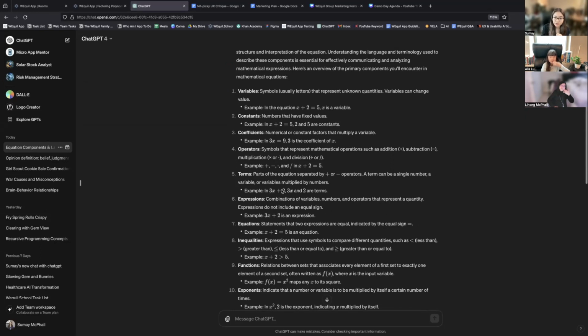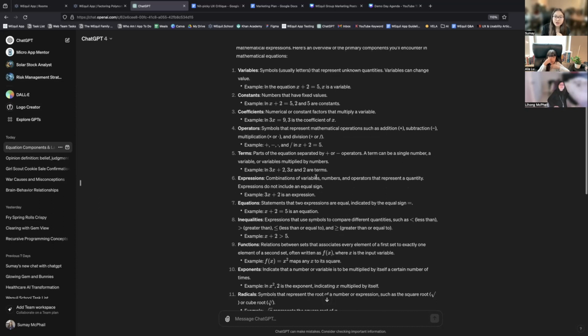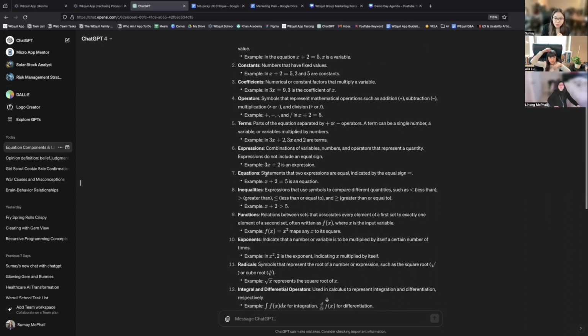So like 3x and 2. Expressions would be combinations of terms and operators. Then there are equations, in which you have an equal sign here. So that's the difference between an expression and an equation.